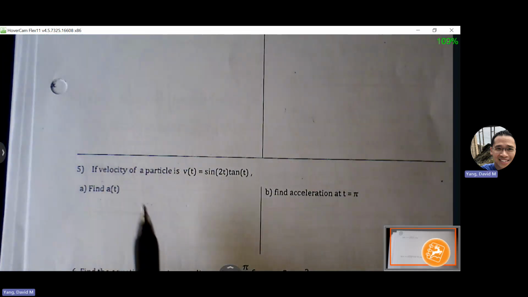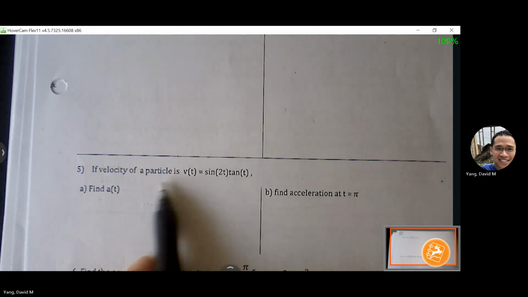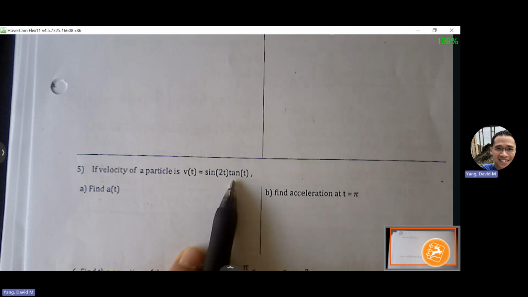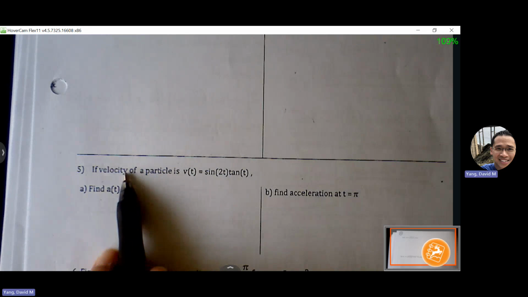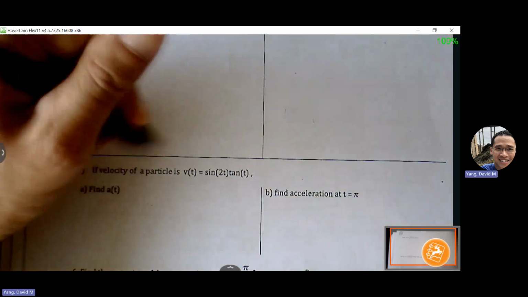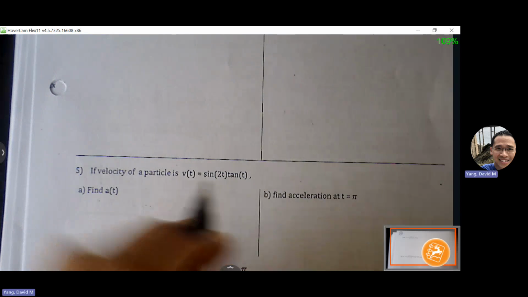For number 5, this is particle motion here. If velocity is sine of 2t times tangent of t, find acceleration. So acceleration is what compared to velocity? It's just the derivative. And if I want to find the derivative from velocity to acceleration, what's involved here? What do you see here? Product rule. Okay.